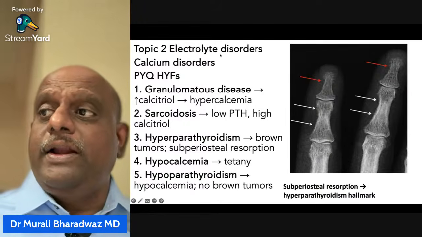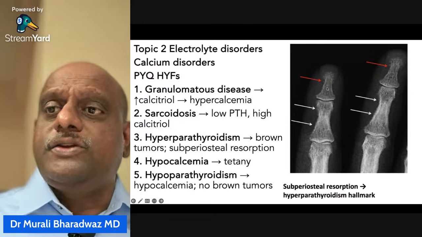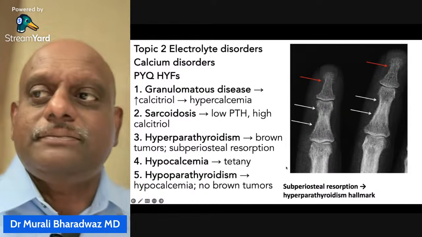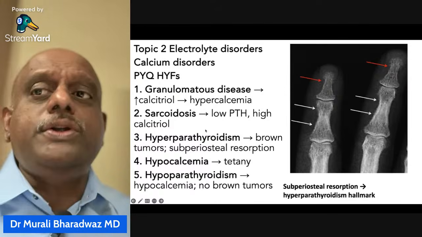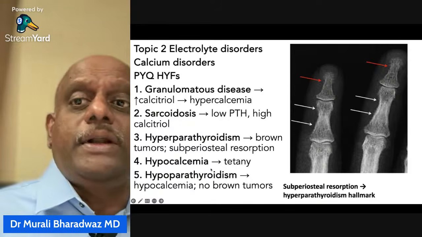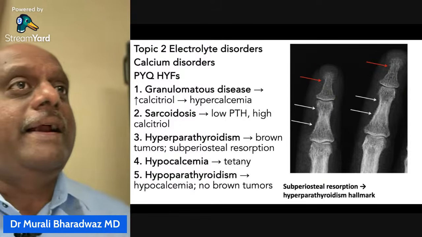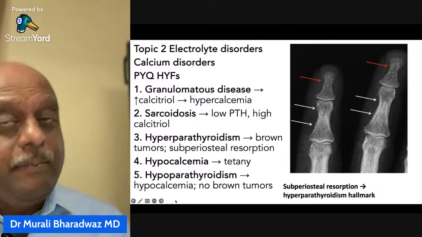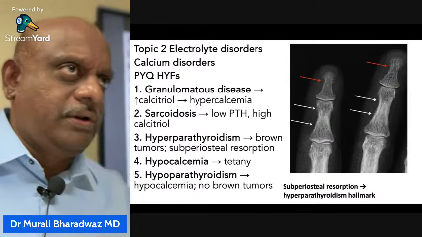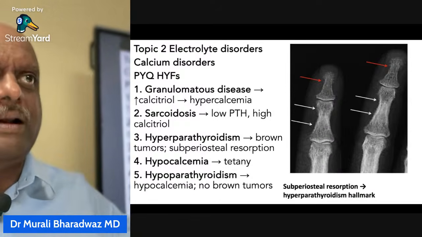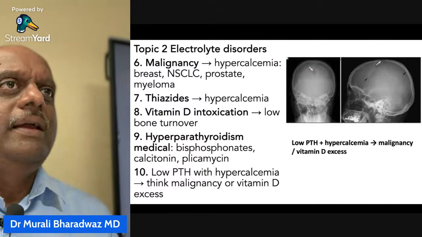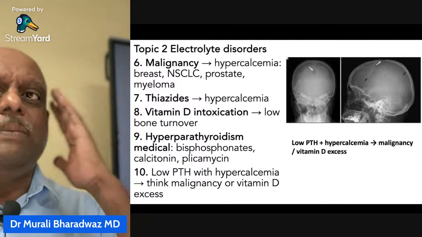In hyperparathyroidism, this kind of subperiosteal resorption is a classical feature. A lot of times they ask an image-based MCQ in the exam. There is development of brown tumors in hyperparathyroidism. Hypocalcemia leads to tetany. In hypoparathyroidism, there is hypocalcemia. In hyperparathyroidism, generally there is hypercalcemia. Rule: hypercalcemia is synonymous with hyperparathyroidism. Hypocalcemia is the rule in hypoparathyroidism.